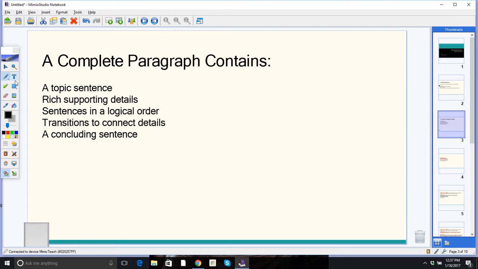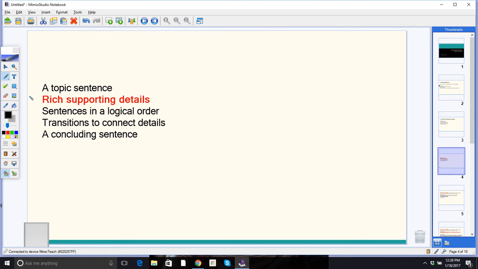So, as we discussed in the previous lesson, a complete paragraph contains a topic sentence, rich supporting details, sentences in a logical order, transitions to connect details, and a concluding sentence. Well, in this lesson, we're only going to be focusing on the second item on this list, rich supporting details.